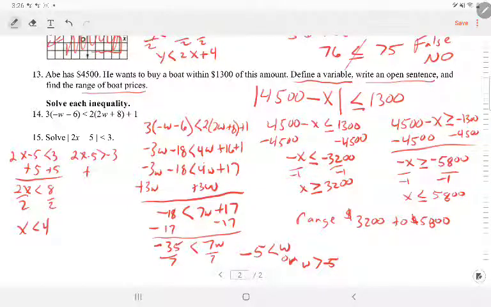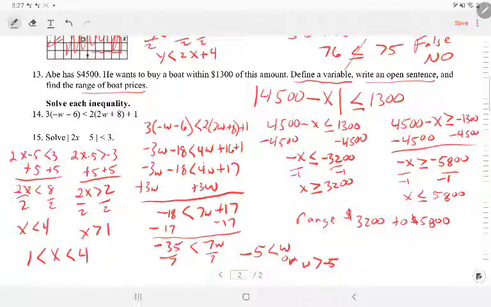And on this side, I would add 5. 2x is greater than 2. And then divide both sides by 2, and x is greater than 1. So I could write it like that.